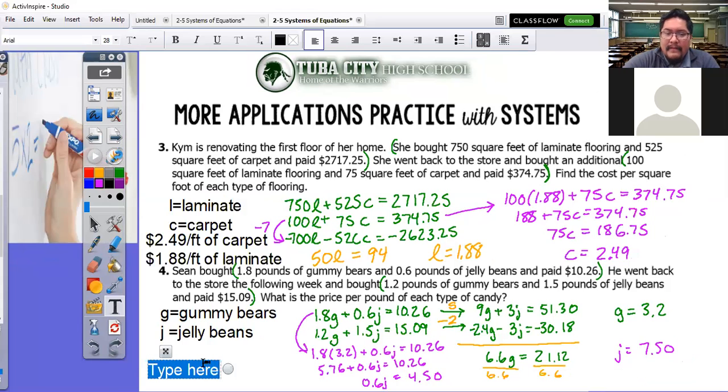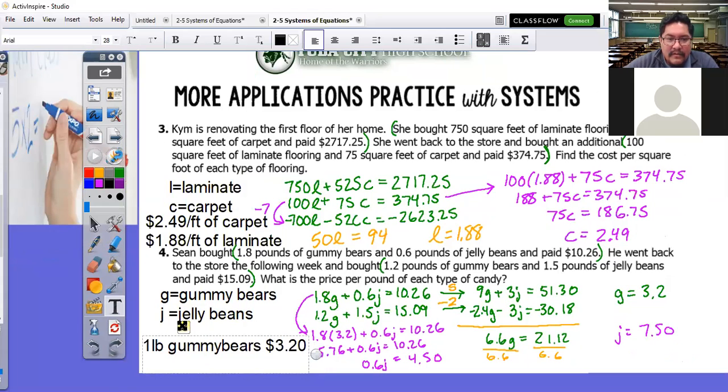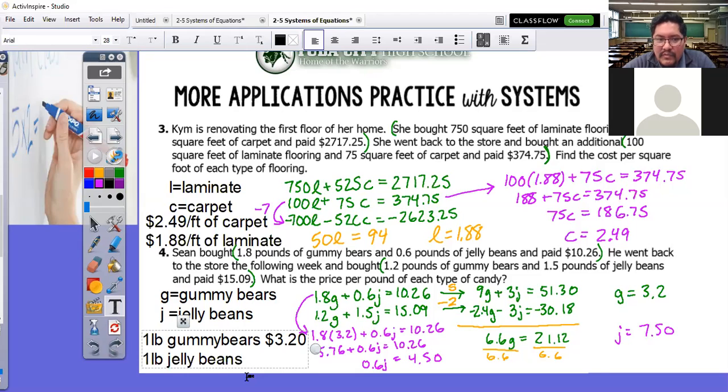It says pounds, so I'm going to go ahead and put 1 lb for pound. 1 pound of gummy bears is $3.20. And then I'm going to do the second part for jelly beans. So for jelly beans, we got 1 lb of jelly beans, and those were $7.50. And that kind of makes sense.